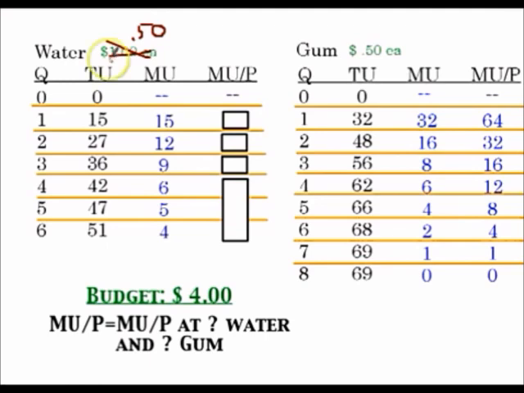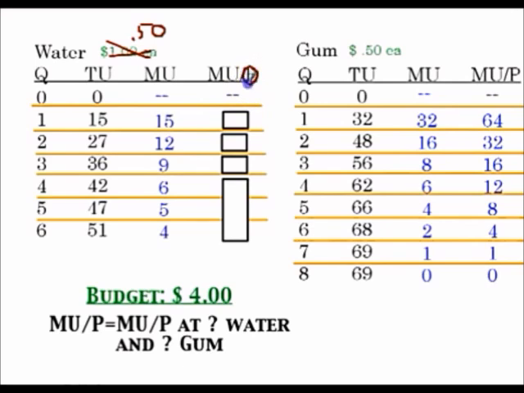So, using ceteris paribus, gum is unchanged. We're not messing with gum. We're going to hold that constant. The budget is unchanged. We're going to hold that constant. The only thing we're going to change is the price of water. Now notice the total utility column is the same as it was before. We're not messing with our levels of satisfaction, we're messing with the price tag. Since our total utility is the same as it was before, the marginal utility also remains the same as it was before. What changed is this price tag right here.